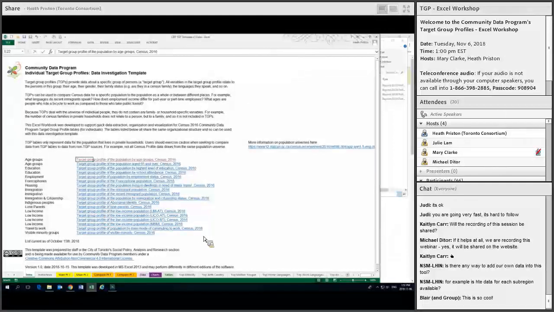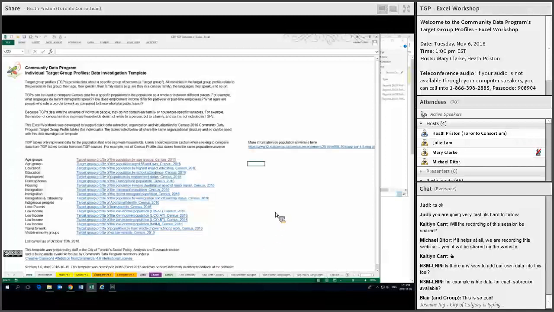So we've got a question from one of the LINs, and in Ontario we do have the LIN subregions available as a custom geography for some of these. Not every one of these target group profiles is available at a custom geography, but many of them do allow for that. Okay, so let's actually dig in and see how this might actually work.